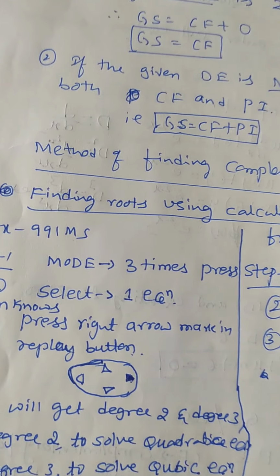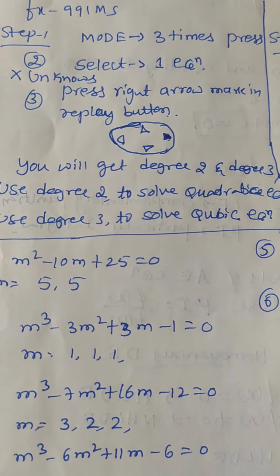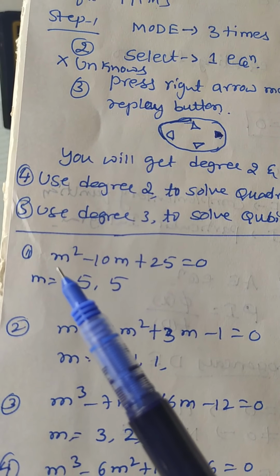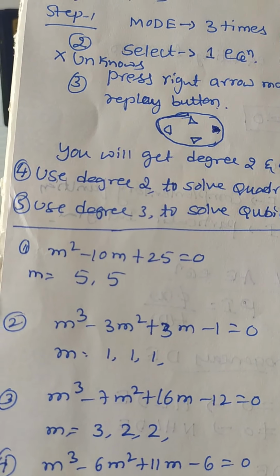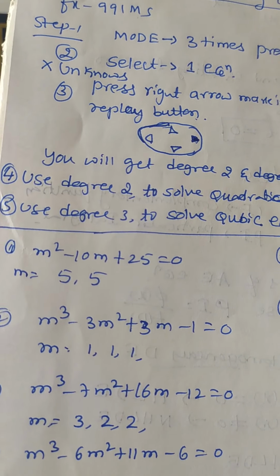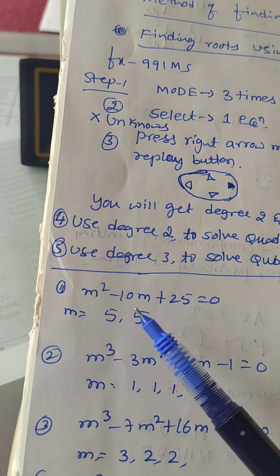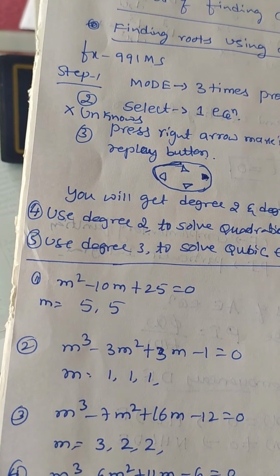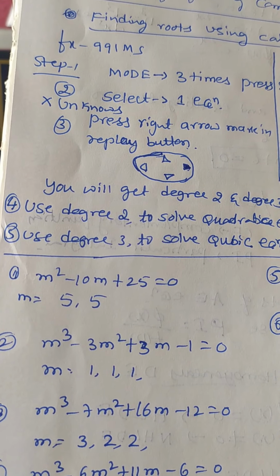Okay, now I'll explain some problems, how to find roots of the equation by using the calculator. Suppose our auxiliary equation is m square minus 10m plus 25 is equal to 0. Okay, using the calculator, you can use either 991 MS or 991 ES. Use the above procedure. For this equation, roots are 5 and 5. Okay, very important, 5 and 5. But the calculator shows the repeated root only one time.